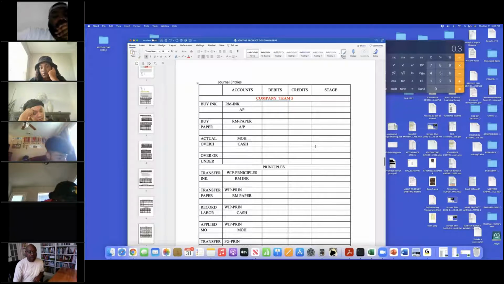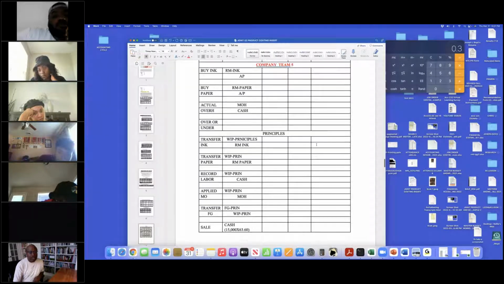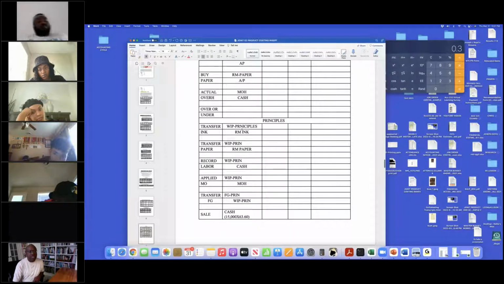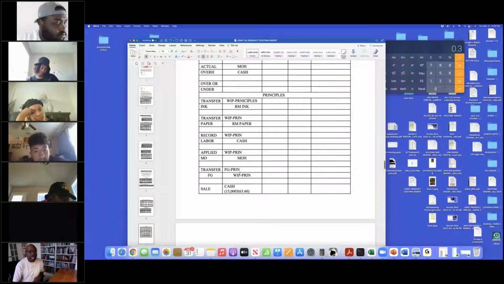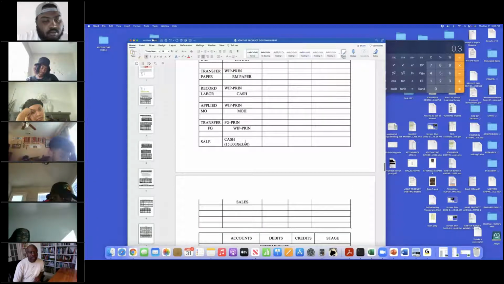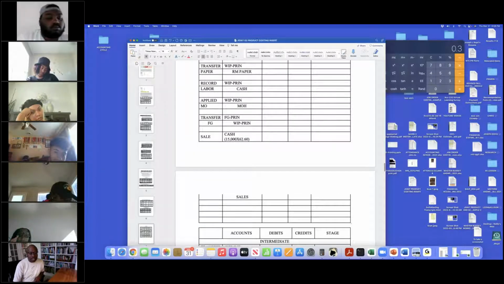Then each book goes through stage two, where journal entries are made to transfer in the cost to make the book: raw materials ink, raw materials paper, labor, and overhead. Then we transfer the finished goods based on the number that are completed, and then we make that sale. When we make that sale, we debit cash, credit sales, and also debit cost of goods sold and credit finished goods.